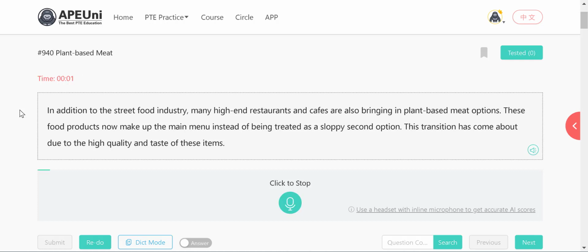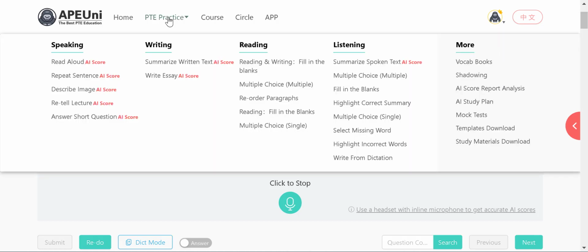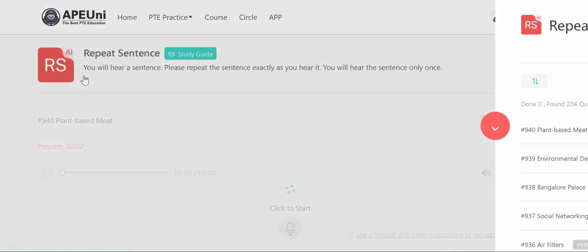The important thing is, and I'm not going to do it right now, to read fast and loud while you are clear. You should be loud enough, clear enough, and fast enough to get a high score. There are a few of them in the exam, and then comes repeat sentence.